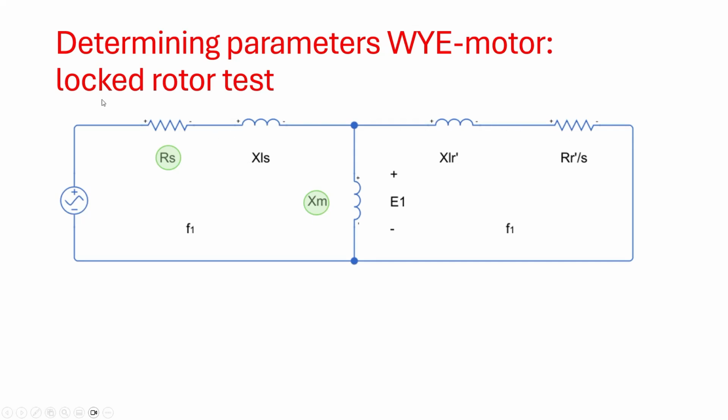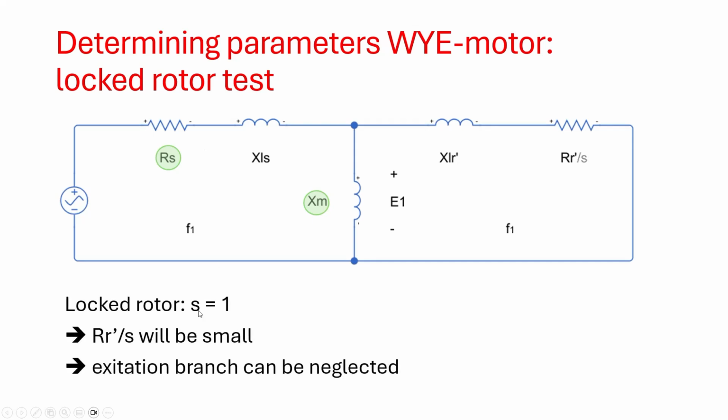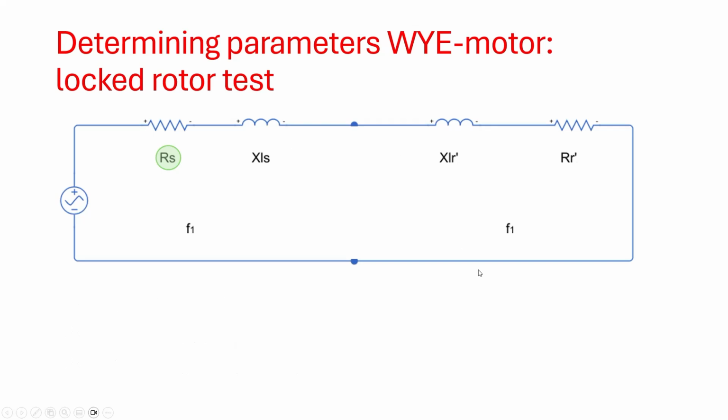And we're going to do that by doing a locked rotor test. And in a locked rotor situation, the slip is equal to 1. That means that RR over S becomes RR and will be very small. And so the complete excitation branch can be neglected in this case. So this is our model during the locked rotor test. So we have 2 resistors over here and we have 2 reactances over there.